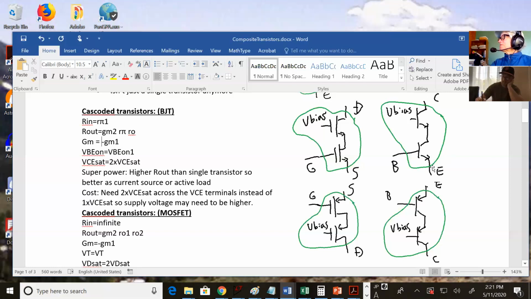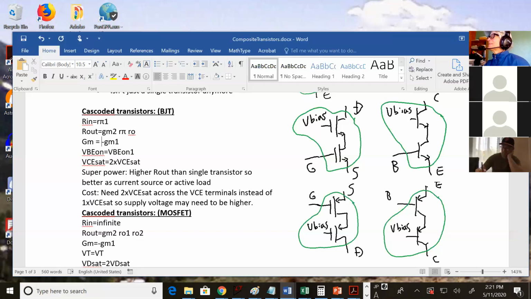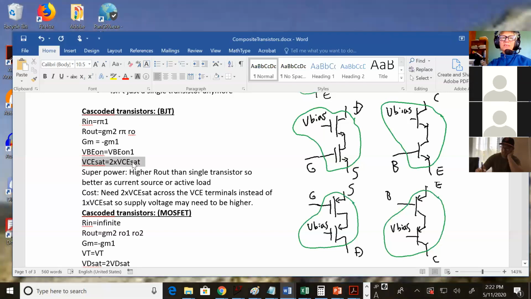And for a single transistor, how much do you need across it? Okay, I'll just go ahead and say it then. For a single transistor, you just need a VCE sat across one transistor. So the cost is this, and that means you might need a higher supply voltage.